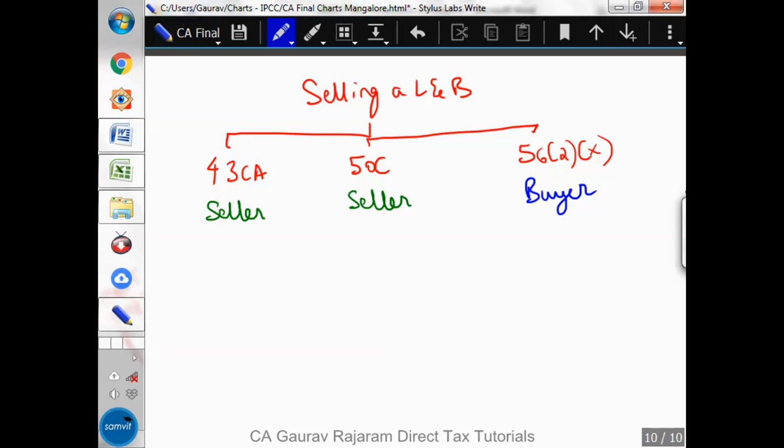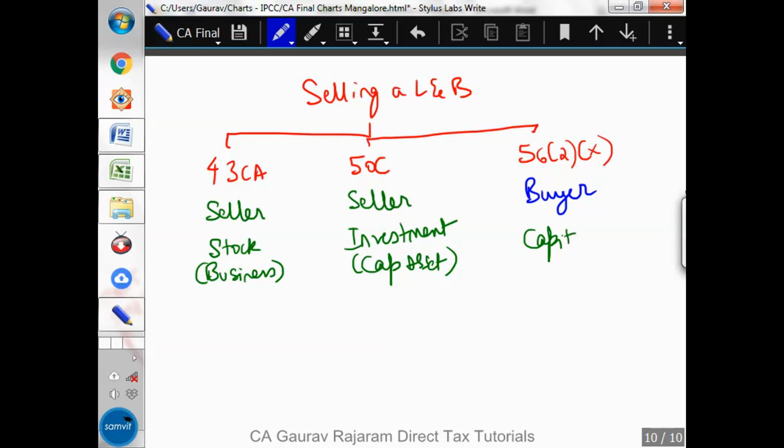43CA applies if the seller is holding it as stock, or I would say a business asset. 50C would apply if the seller is holding it as an investment, or in other words a capital asset. 56(2)(x) would apply if the buyer is buying it as a capital asset in the hands of the buyer. So if the buyer buys it as stock, means the buyer is a dealer in land, then 56(2)(x) will not apply in the hands of the buyer.